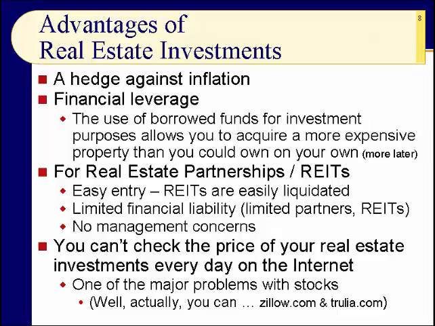Because instead of 50% down, you only have to put 20% down, and during the insanity, now 25% for non-owner occupied residential real estate. They want 25% down, and not like 5 or 10% down in 2006. For real estate partnerships and REITs, very easy entry. You don't need the down payment. REITs are easily liquidated just like a stock. Not so much with the partnerships and the syndicates. Sometimes it's hard to find somebody to buy your shares. But no management concerns, exactly, and the limited financial liability that limited partners and REITs give you.